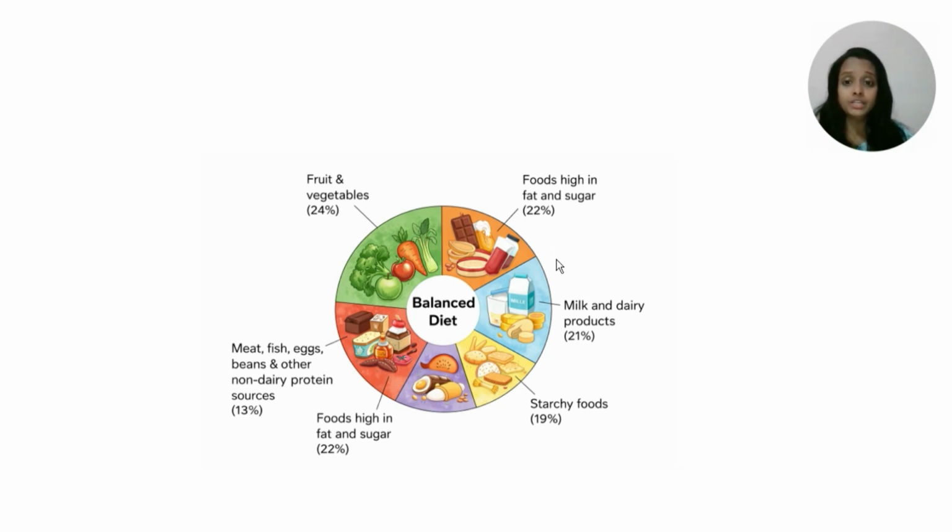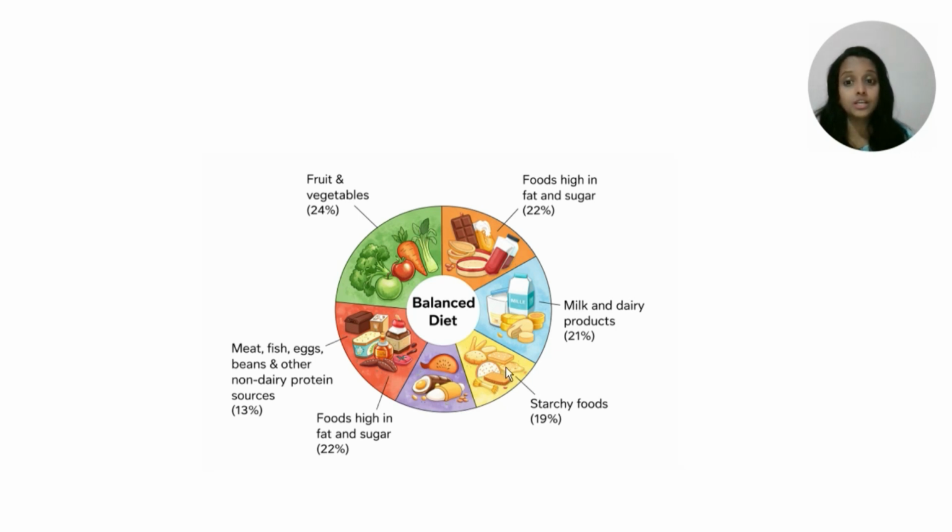And the next significant portion represents foods that are high in fat and sugar, which make up around 22%. Although these foods are commonly consumed, the chart suggests that they should be eaten in moderation. Milk and dairy products, if you see here, they contribute about 21%, indicating their role in supplying calcium and protein for strong bones and overall nutrition.